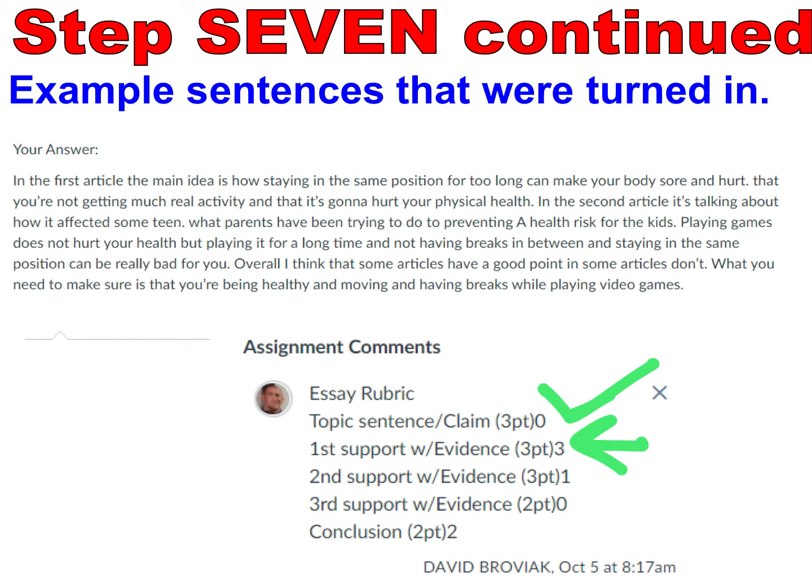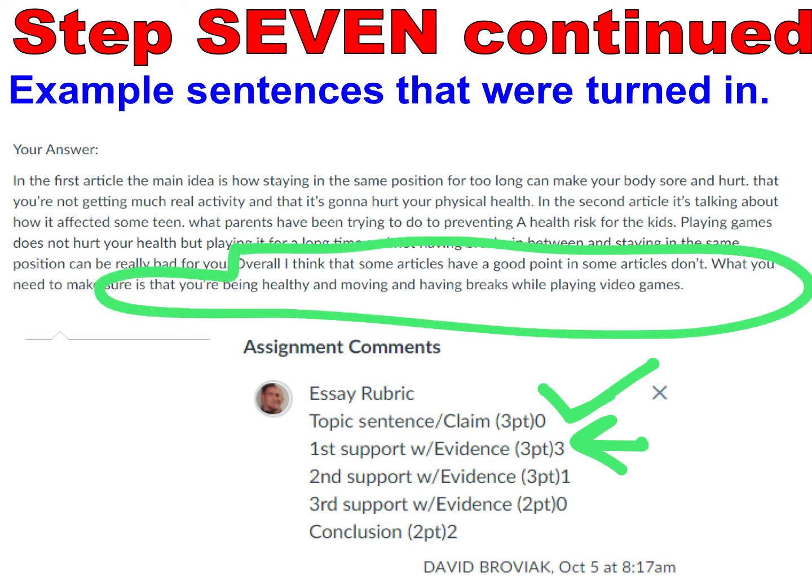And the second article is talking about, so then it jumps to second article, but again, you're giving me information, but you never go on to tell me anything else. You never, in the rest of it, playing games does not hurt your health, but playing it for a long time and not having breaks in between and staying in the same position can be really bad for you. Overall, I think that some articles have a good point and some articles don't. What you need to make sure is that you're being healthy and moving and have breaks while playing video games. So this whole last part of it becomes your conclusion, which is why you got your 2 out of 2, but you never had a third example and stuff like that. So that gives you an idea of what I'm looking for.